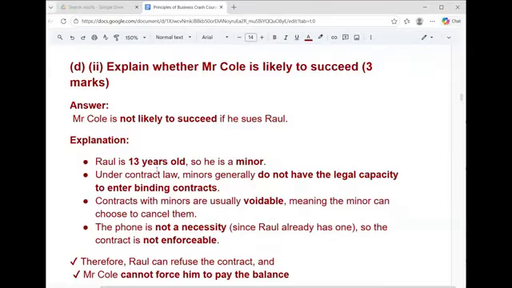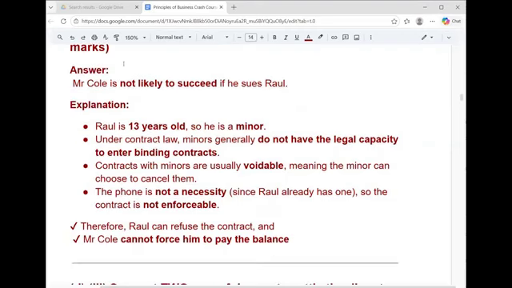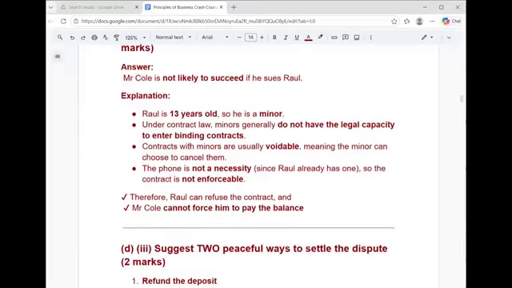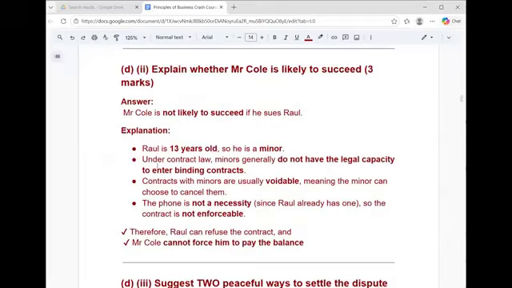Had he been 18 years and over, Rahul would have gotten some serious problems with the law if he breached that contract. But his age, good thing there's a law that protects minors, is what he's getting away based on, right? He would not get in problems with Mr. Cole based on his age. So under contract law, minors generally do not have the legal capacity to enter binding contracts.